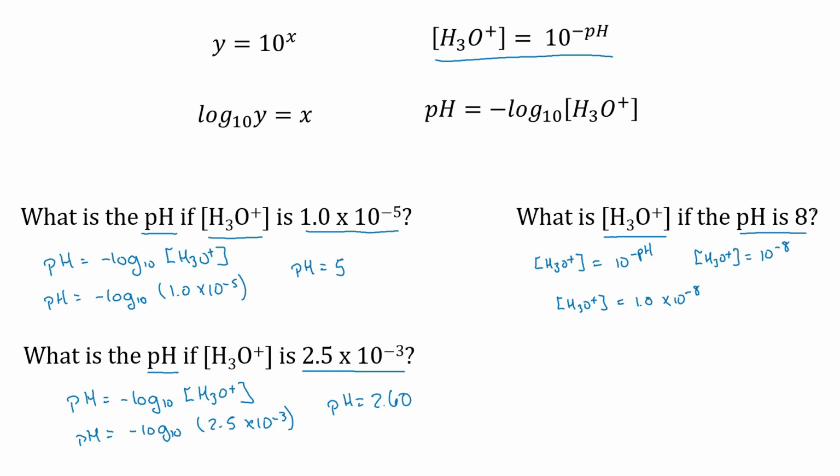Yes, that's not a mistake. A pH of 8 equals a concentration of 10 to the negative 8. This is just a really cool thing about logs.